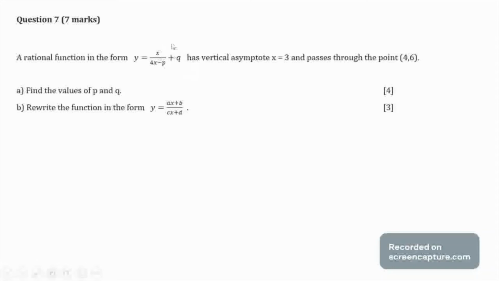Here, we are given a rational function. So now we're moving away from quadratics for a moment, looking at rationals, which take on this form. And we were told it has a vertical asymptote of x equals 3 and passes through this point.